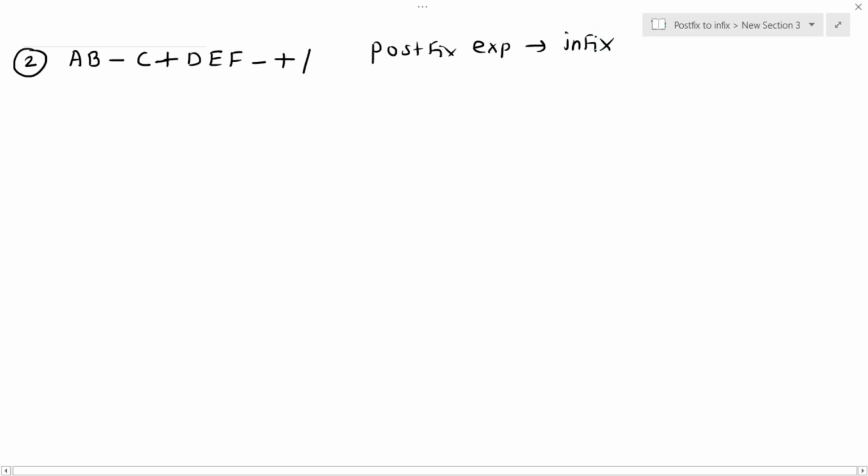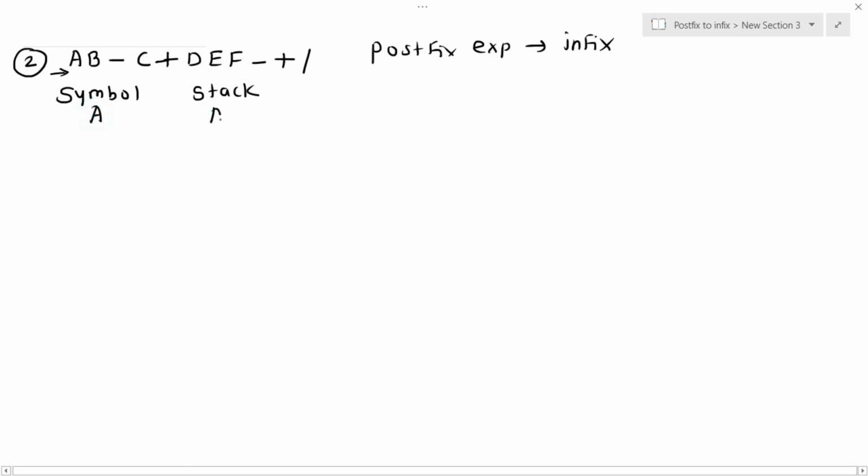Okay, so the expression given is AB minus C plus DEF minus plus division. So here let's make two columns. The first one is symbol and the second one is stack. We are going to scan each symbol from left to right.